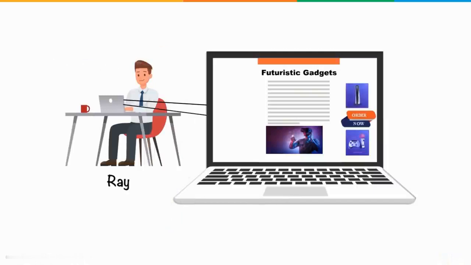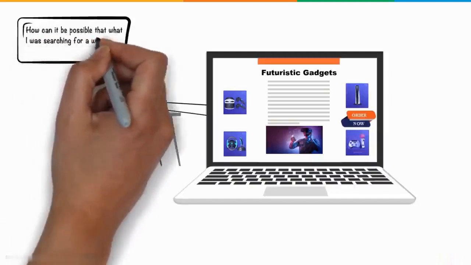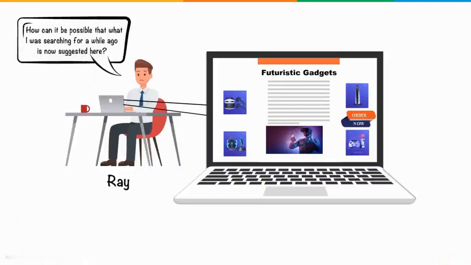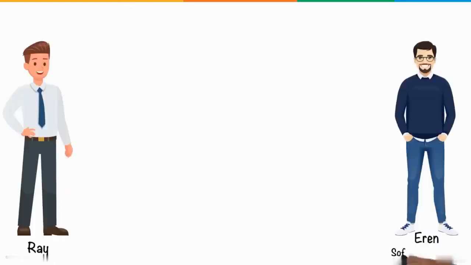Later that day, he came across some suggestive ads popping up related to buying future-leading gadgets. And that is when he freaked out, thinking, how can it be possible that what he was searching for just a few hours or days ago on the internet is now suggesting ads similar to them? So he thought of going to his elder brother Aaron, who is a software engineer in an MNC.